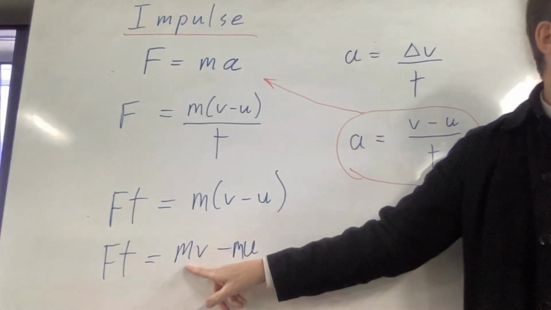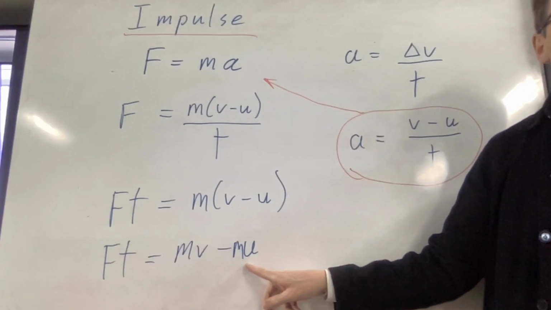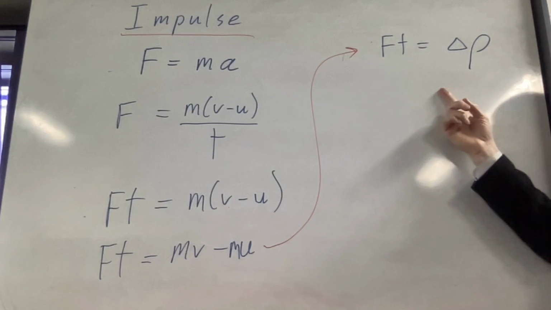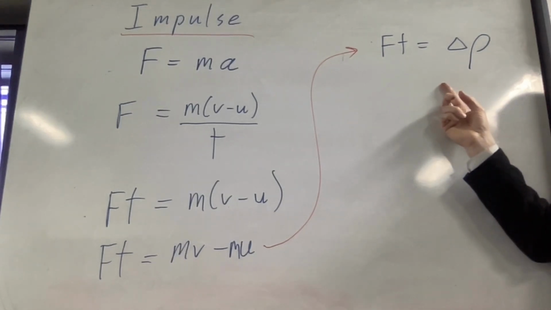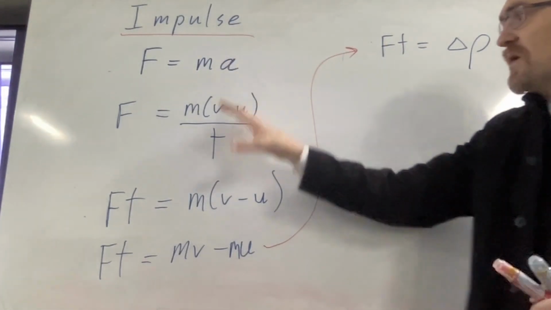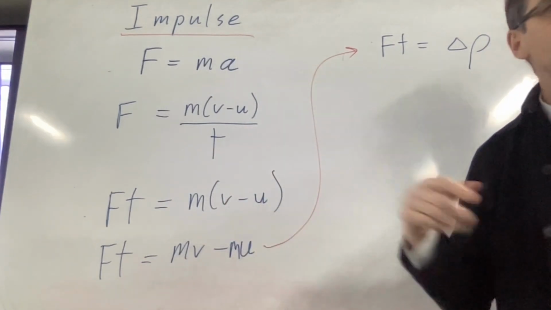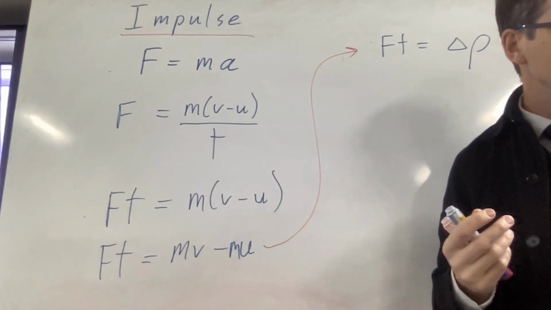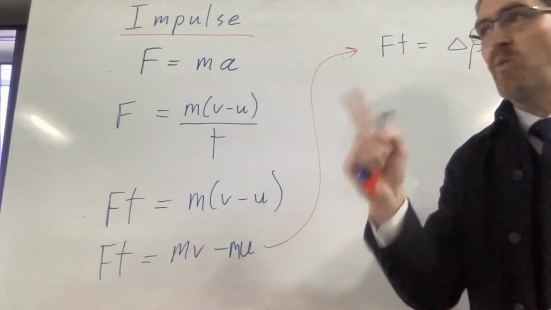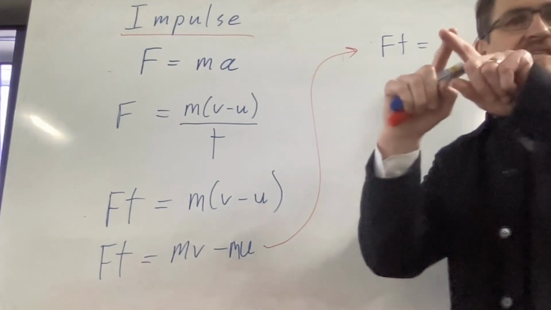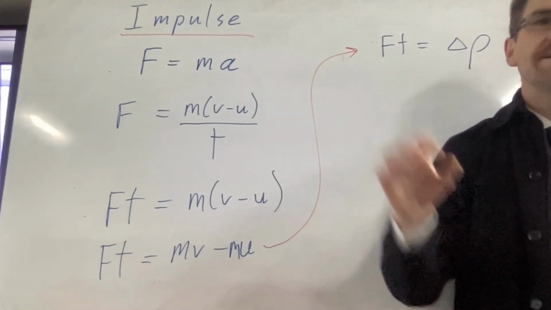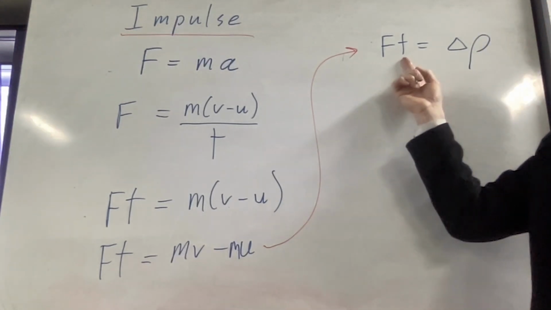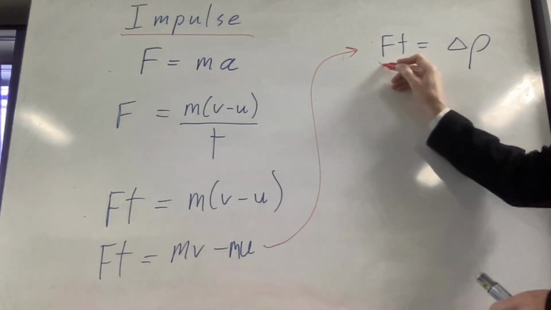mv, that's the final momentum. mu, that's the initial momentum. So Ft is equal to the change in momentum of a body. When we're talking about impulse here, we're focused on one body. We're trying to examine what happens to that body in an interaction. So we're not talking about a system, we're talking about one body only. The momentum in a whole system must be conserved, but the momentum on one body does not have to be conserved. Now, this F multiplied by t, we call this impulse.